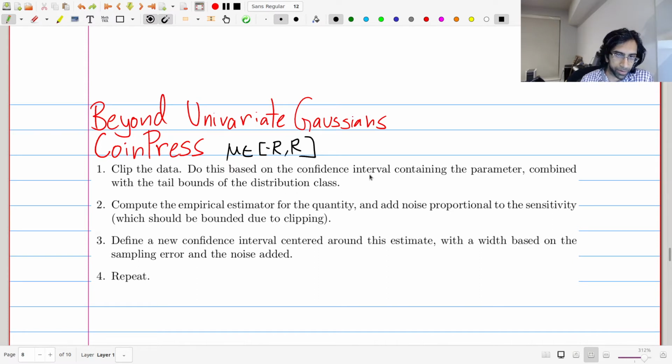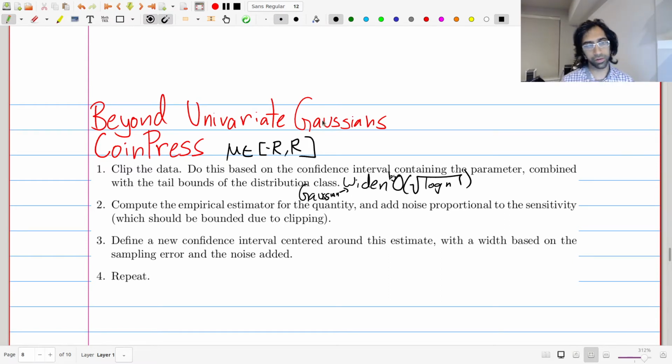For example, remember that we had the widening by the O of square root log n. This came in just because we were using a Gaussian. In particular, a Gaussian has very fast decaying tails, and that's why we got such a small widening of the intervals. But we'll see later how we'll potentially have to widen them more. So that's the first step. Clip it based on these two things.